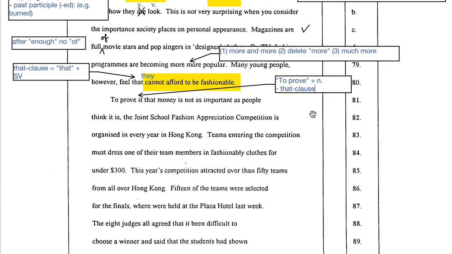Now, that clause can also function as a noun. For example, to prove that money is not as important as people think it is. So that's okay. However, it is also a noun. You cannot have two nouns together. So in this case, I'm afraid you have to delete the word "it" here. Alright, so: to prove that money is not as important as people think it is.